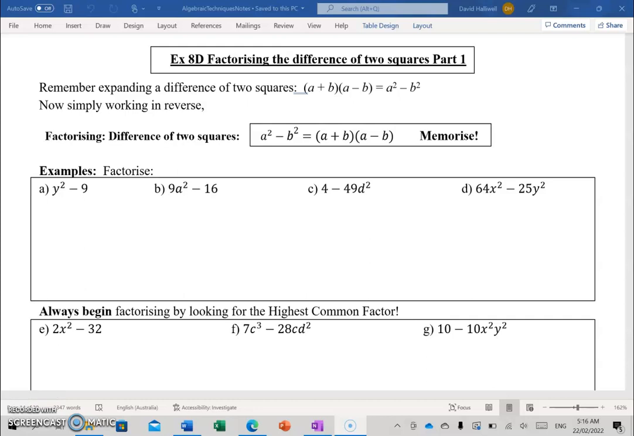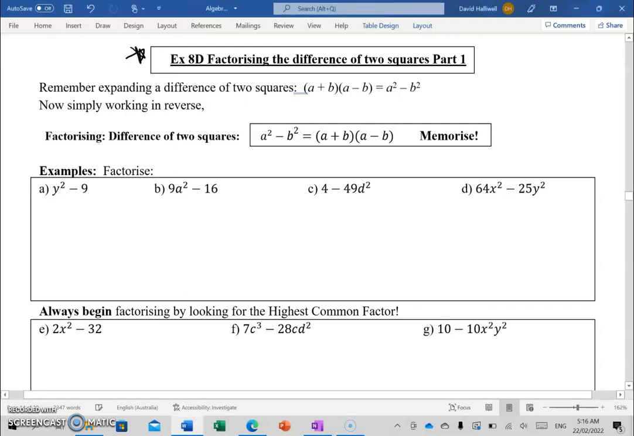So we're going to look at exercise 8D, factorizing the difference of two squares, part 1. Anything that's in a box I'd like you to write down, so please write down this box now. Okay, while you're writing it down, let's go through the theory.